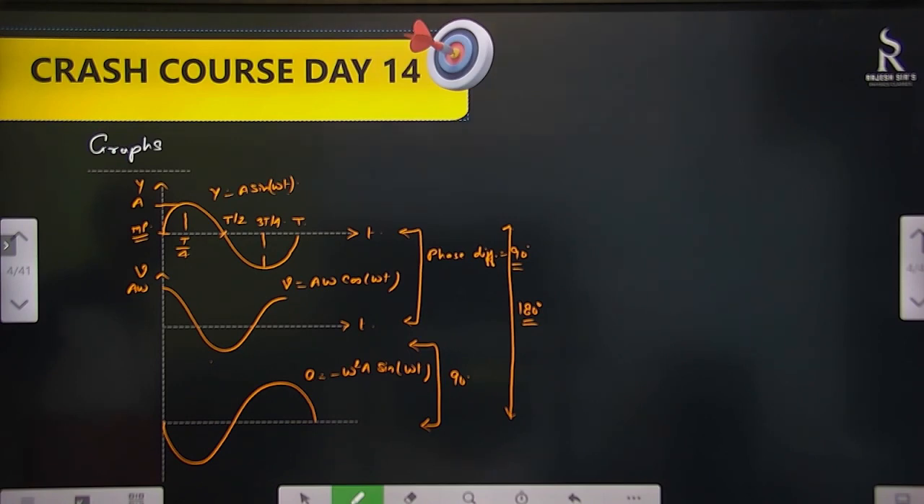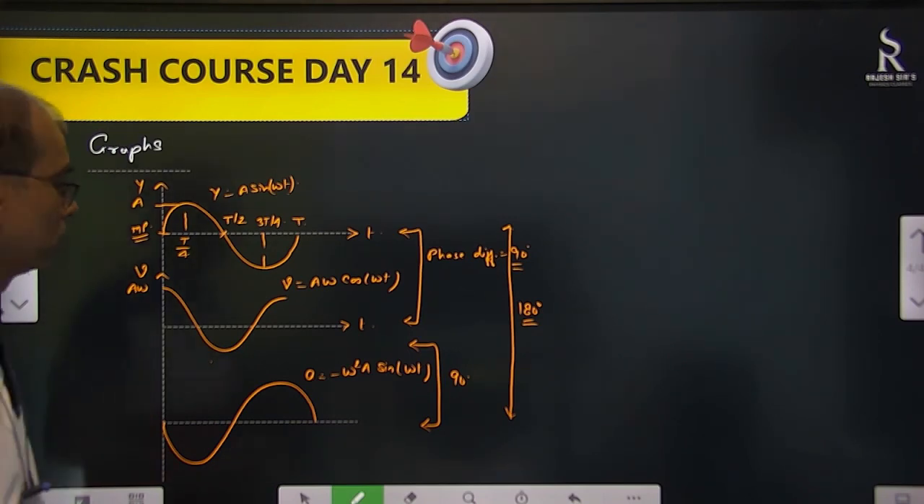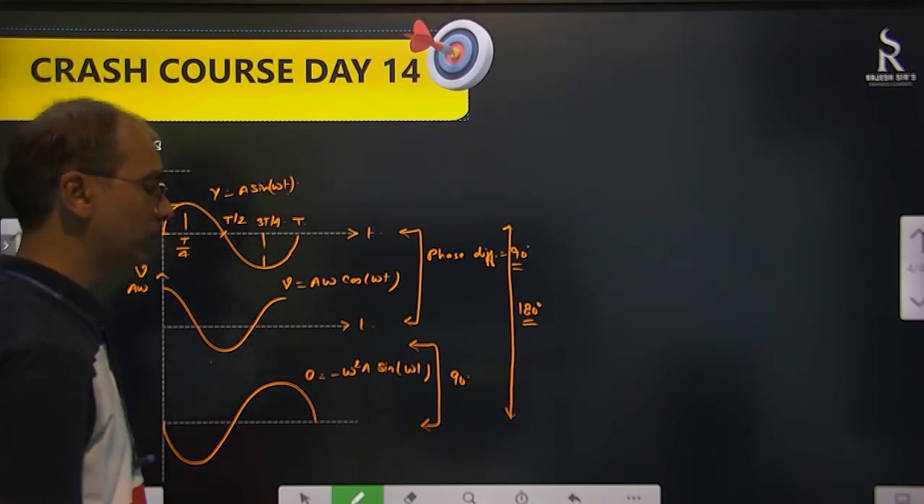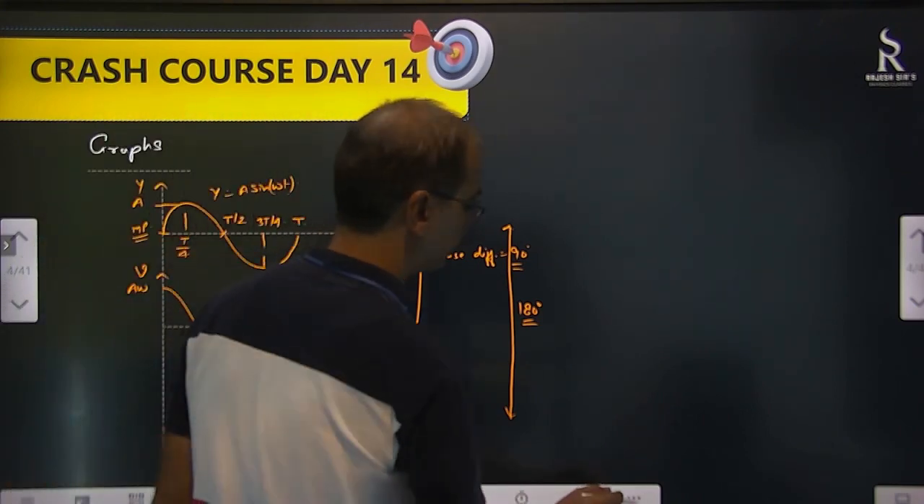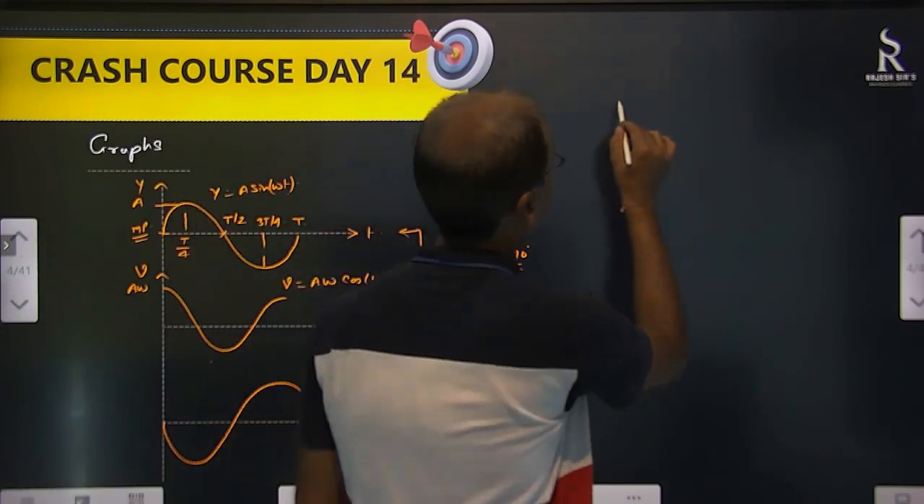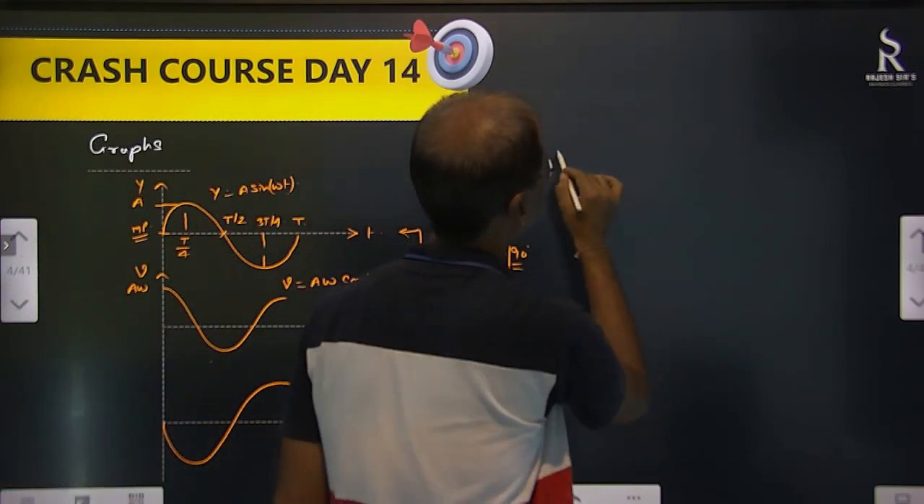Now these are related to time t, and we have made the graphs. Are there any other graphs? Yes, other graphs are also there. The velocity and displacement graph we can also make. So the velocity and displacement graph is how it is.